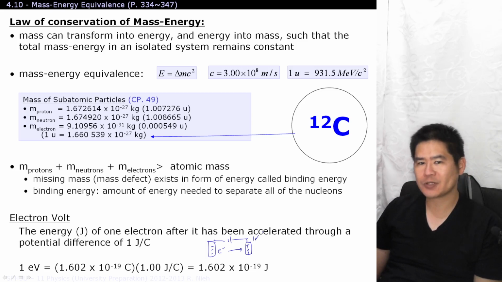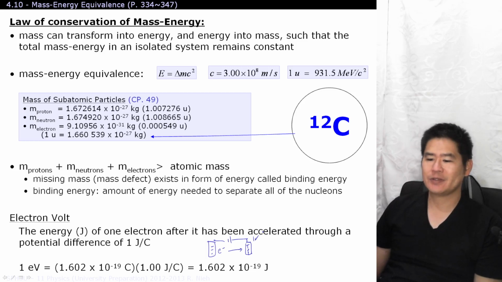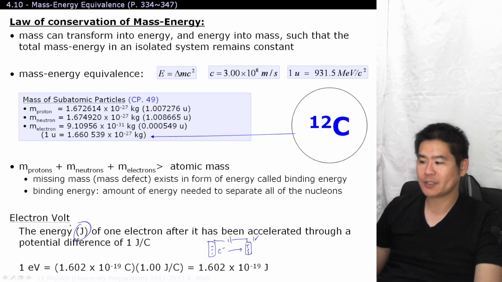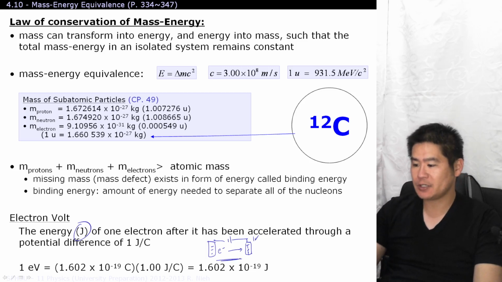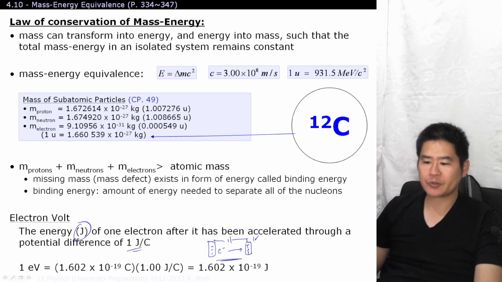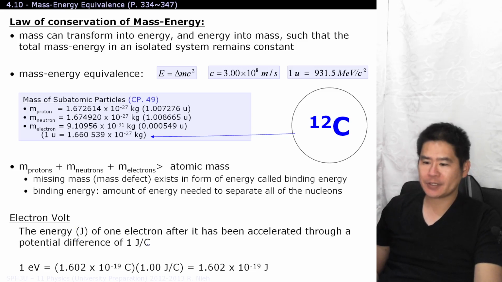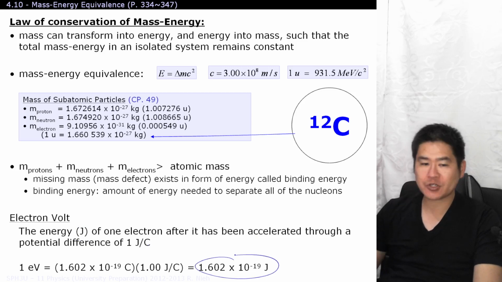Work is equal to force times distance. So an electron volt is a measurement of energy, or the work it takes to move an electron across a voltage difference of 1 joule per coulomb, or 1 volt. I know it sounds weird, but this is how we can have a very small measurement.